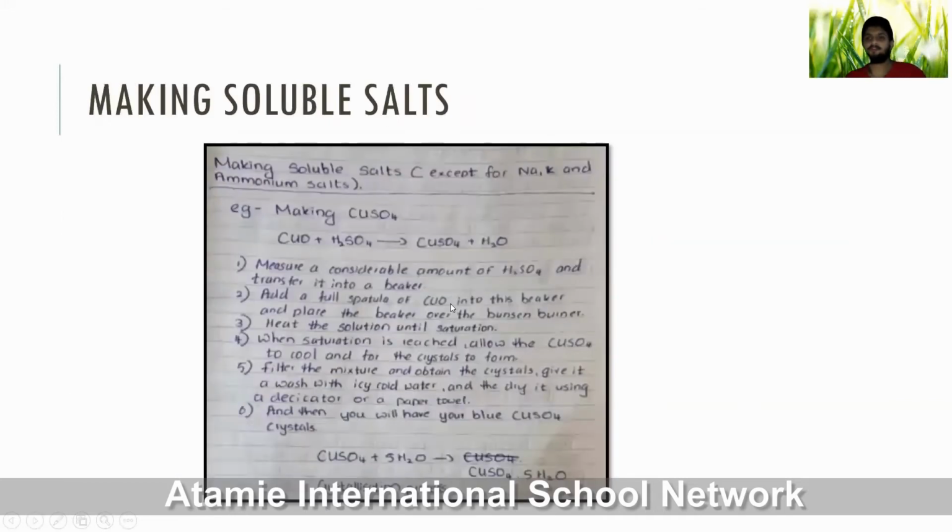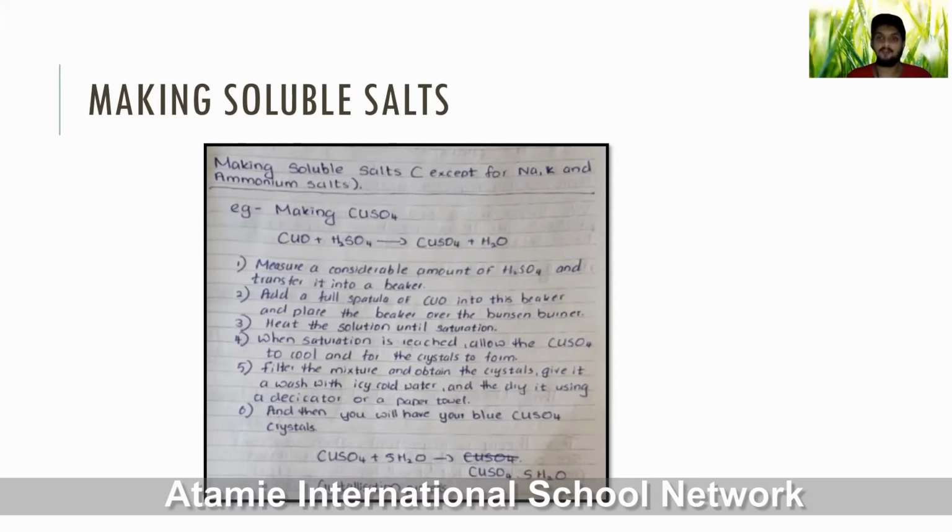So we come to the first preparation part, the making of soluble salts. How do we make soluble salts? We can distinguish them into two parts. First are soluble salts other than salts of sodium, potassium, and ammonia. Sodium and potassium are group one elements, so the salts they form are also soluble, but the way we obtain these soluble salts is different in comparison to other soluble salts.